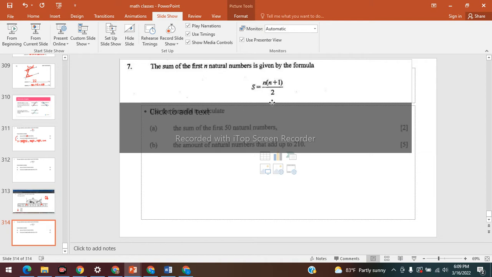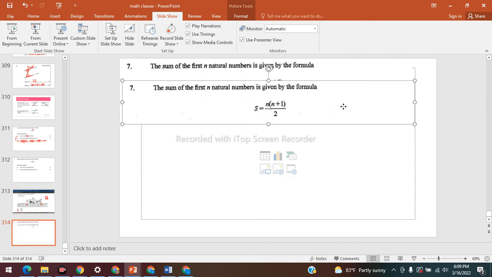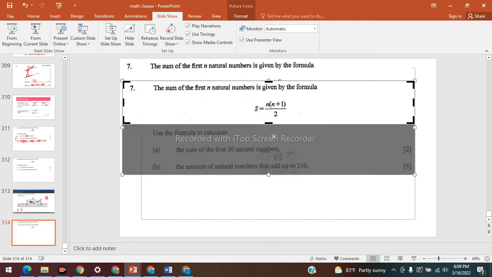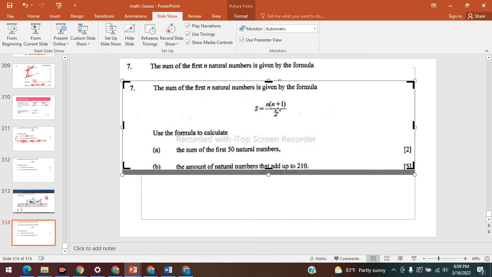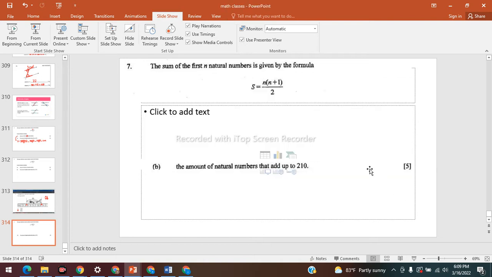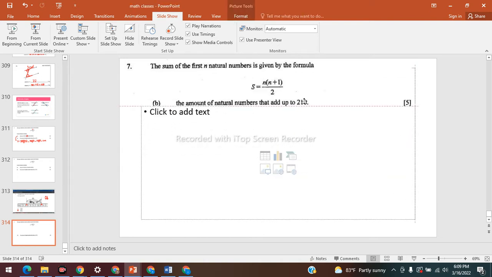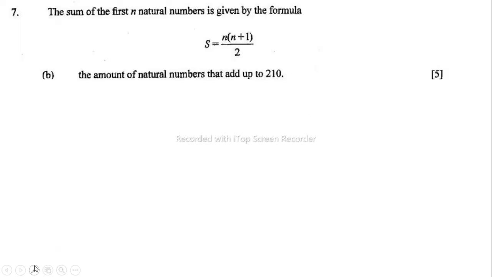So we're going to use this formula again, and with this formula we're going to figure out the amount of natural numbers that add up to 210. So basically, they told us what S is. In A, they told us what N was. This time they told us what S is, and so what is S? If you could give it a guess, what is S?